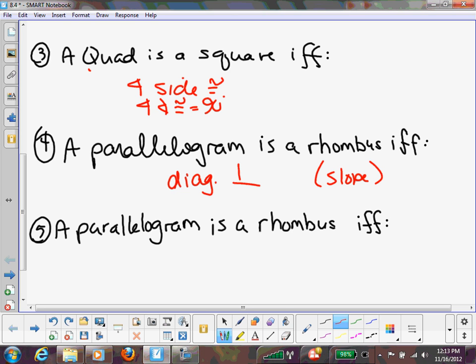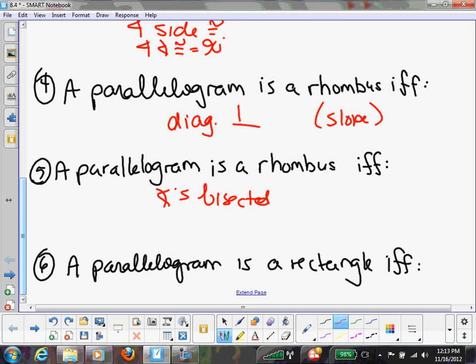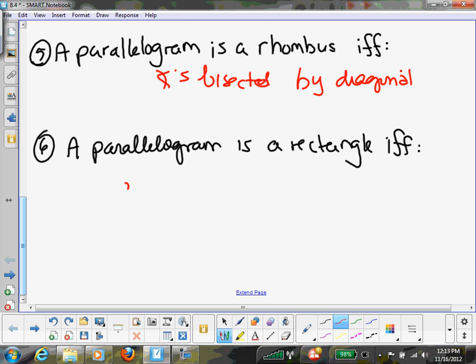No, but well, you might use them. Yeah, I'm not going to make you do it, but no. A parallelogram is a rhombus if in the parallelogram the angles are bisected. Well, I can say two things about it. I can say either that the diagonals are perpendicular or that the angles are bisected by the diagonal. All right, and if we have a rectangle, then we have diagonals that are congruent and angles that are congruent. Two things from this case.